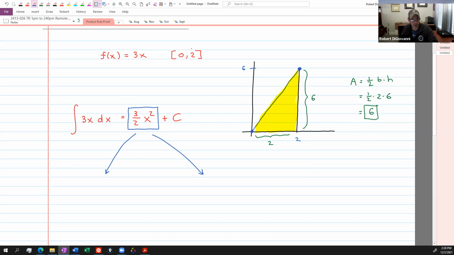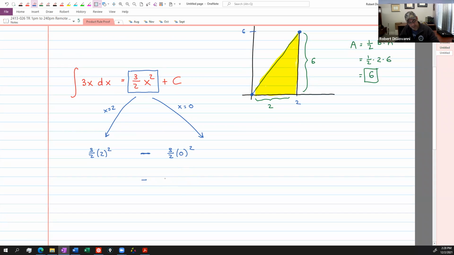First, take the right endpoint, which was 2, and plug 2 into that. Then take the left endpoint, which is 0, and plug 0 into it. And I want you to subtract the answers. So let's first start by plugging in 2. I go 3/2 times 2 squared. And then over here, I'm going to go 3/2 times 0 squared.